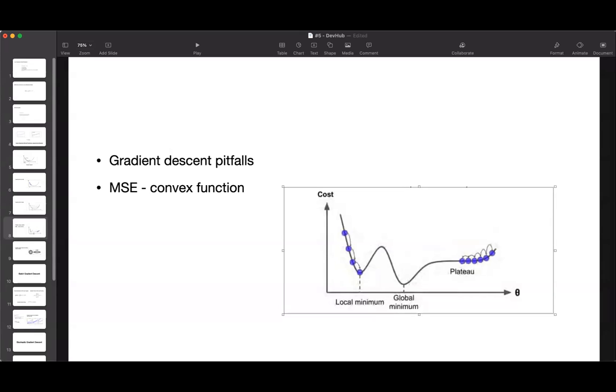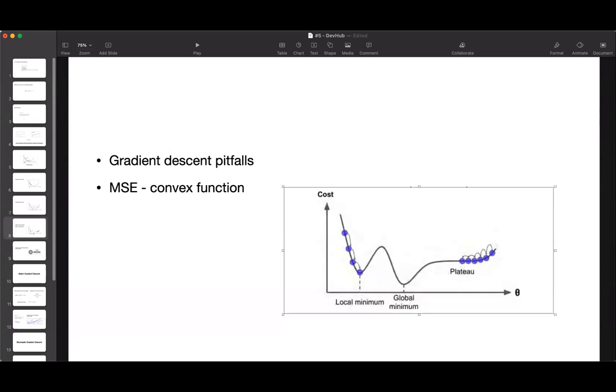On the other hand, see the different case on the right. If you start at the rightmost purple dot here, and you take small steps going towards this, the slope is decreasing very slowly. So when you are calculating the gradient at every step, you will feel that it is taking a very long time to cross the plateau. And if you stop too early, you will never reach the global minimum. So these are the pitfalls which may happen in gradient descent.